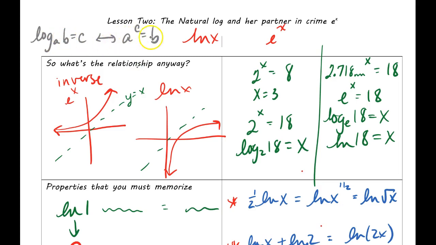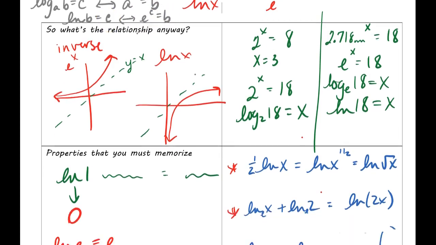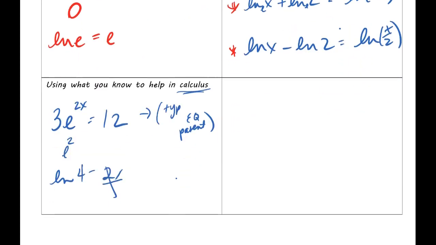So you could go back and forth where you can write a log as an exponent or an exponent as a log. Now, what does that look like as a natural log? Well, it means that if you have the natural log of b is equal to c, that is the same thing as e to the c equals b. So, muy importante. Feel free to make a note of that somewhere. Okay. So that's one way.